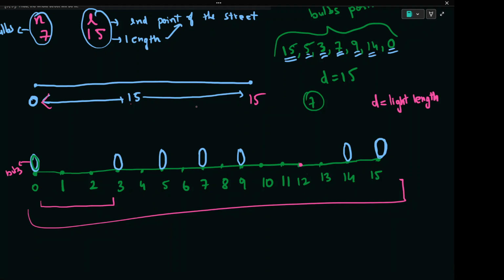For example, if I take E is equal to 2, D is equal to 1. Let's take D is equal to 1. From 0, it will go till 1. This length. And from 0, it will go till 2. The light from this bulb. Now, do you see? This is empty. There is no light in this part. Correct? So, D is equal to 1 is not the answer. We need the whole street to be lit.